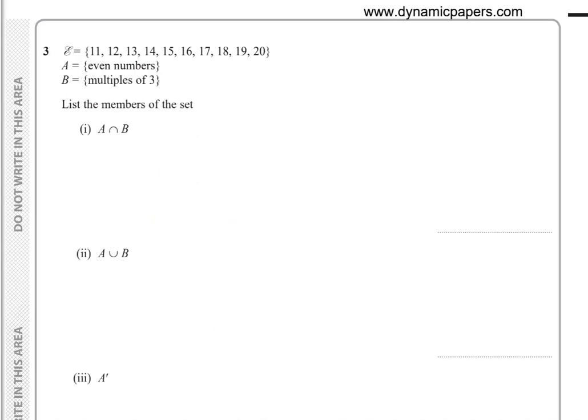Number 3. The universal set is 11, 12, 13, 14, 15, 16, up to 20. A is the even numbers in the universal set. So A equals 12, 14, 16, 18, and 20. B is the multiples of 3, so 12, 15, 18, the multiples of 3 included in the universal set.